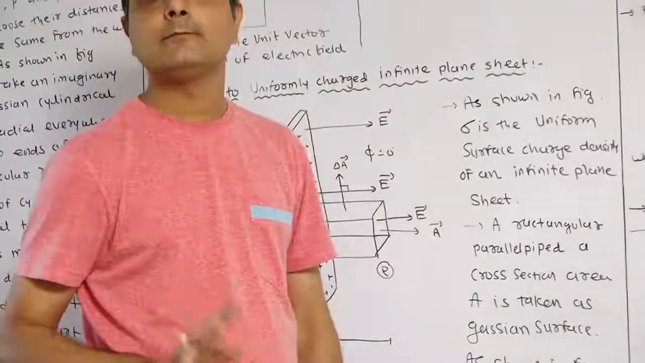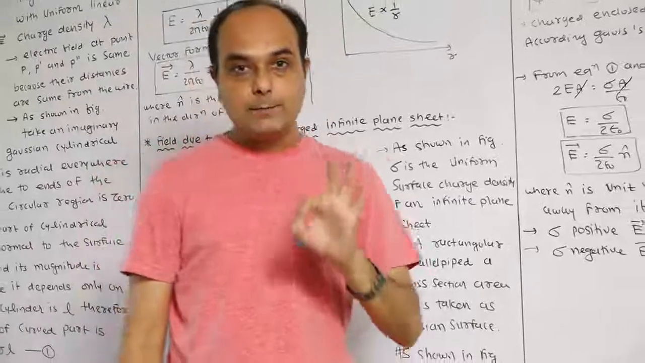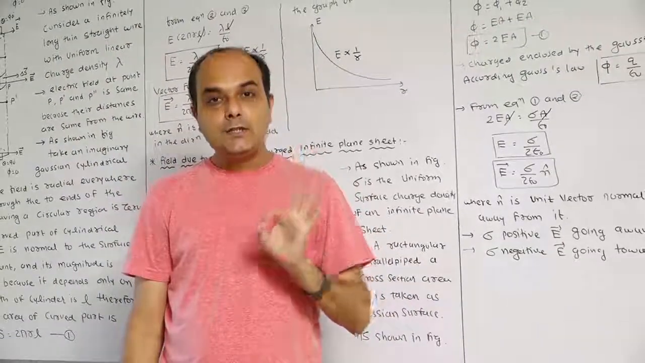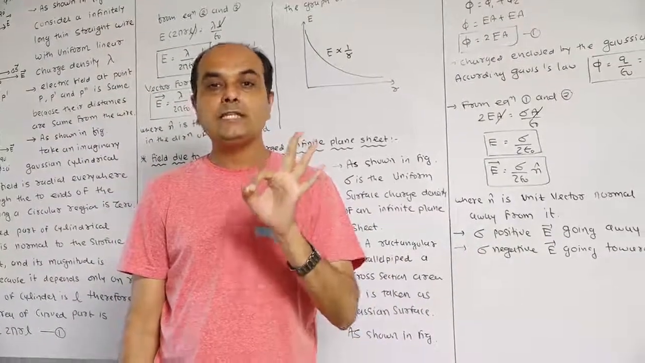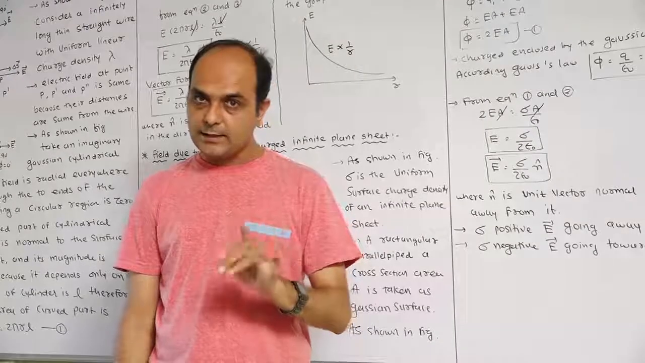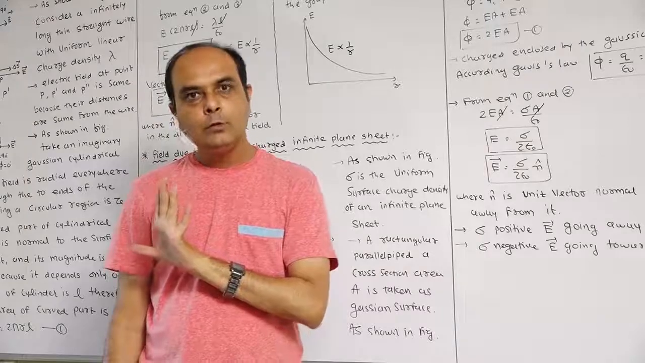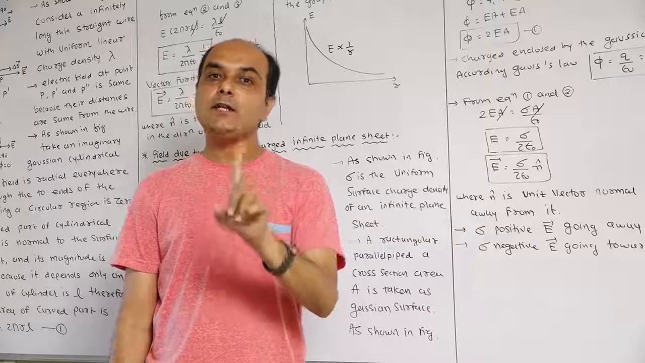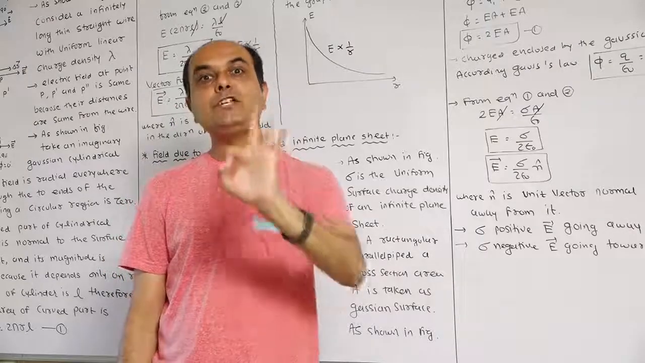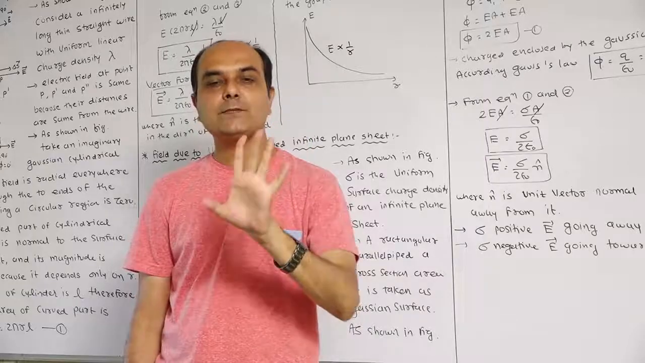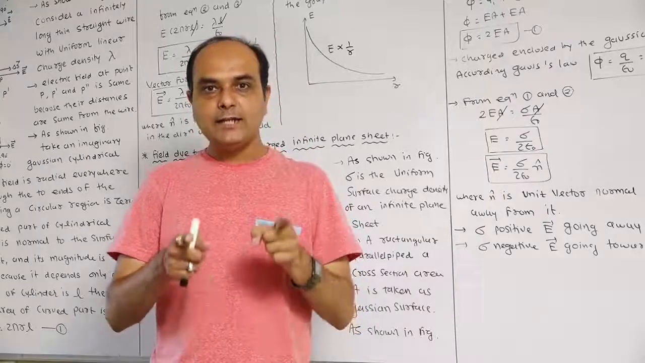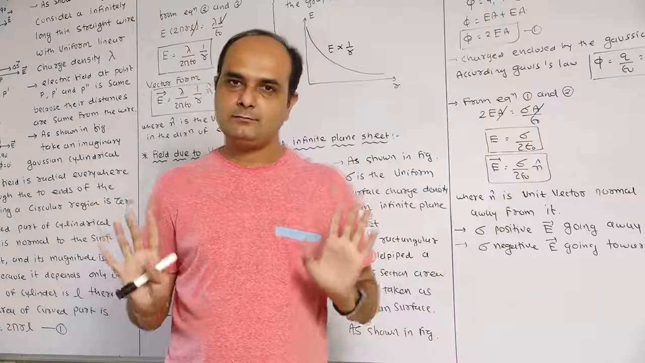But suppose the plate is negatively charged, sigma will be negative, and E will be going towards the plane. So this theory is about the electric field intensity due to a uniformly charged infinite plane sheet, which is given by E is equal to sigma by 2 epsilon 0. And this electric field intensity does not depend upon the distance r from the charged plane. This equation is independent of the distance r. Okay?